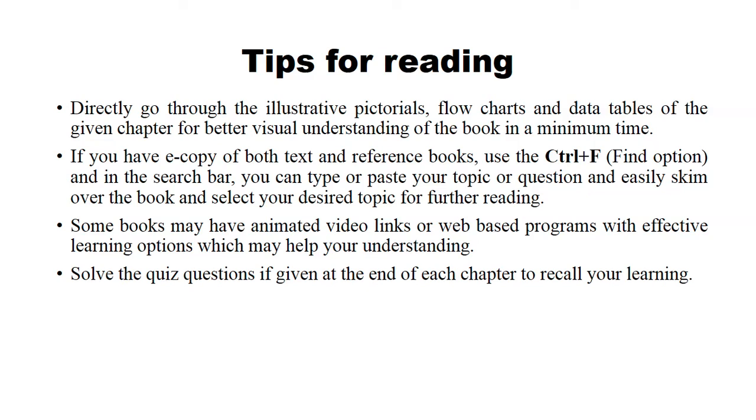And if you have e-copies, both text and reference books, then use the Control F option. It will give you a navigation bar, a search bar. Then you can type or paste your topic or question of choice. There are two options in that, previous and next, down there. If you press next, it will take you to the places where all the keywords are, and the contents are relating to or encircling the keyword. And you will go to the desired topic where you have to stop and start reading.